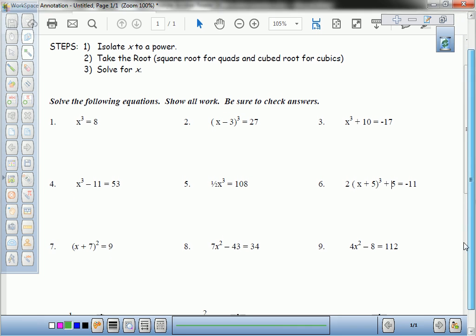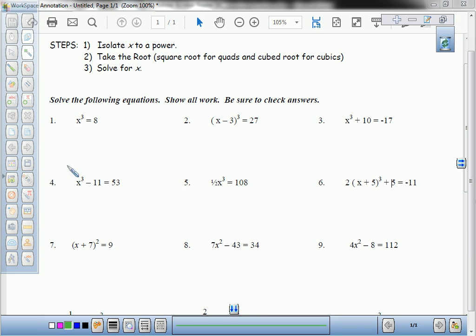So I mixed them up so we could keep remembering. All right, number 1, x is already by itself. It's already isolated. So all we have to do is take the root. If it is a cubic, what kind of root do we take? A cubed root. So we'll take the cubed root of this side and the cubed root of this side.